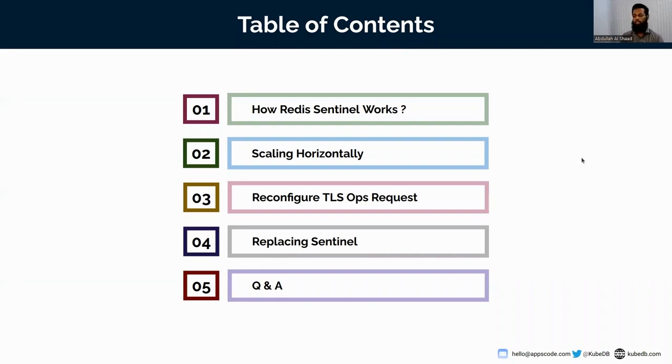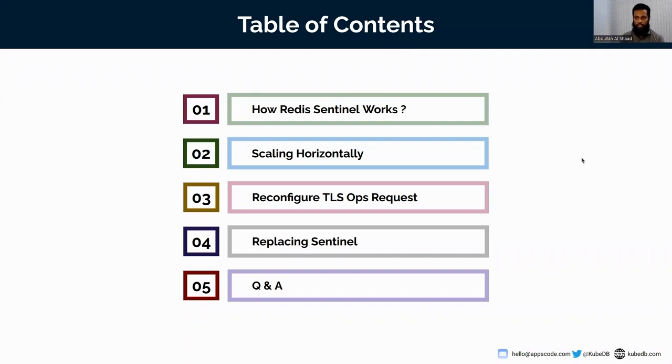So, how Redis Sentinel works. Redis is an in-memory database, which is usually used for caching. And Sentinel is a Redis mode where Redis provides high availability. In the Sentinel mode, there are two types of instances: Redis instances, which hold your data, and some additional Sentinel nodes. They don't hold data, they just monitor the cluster.